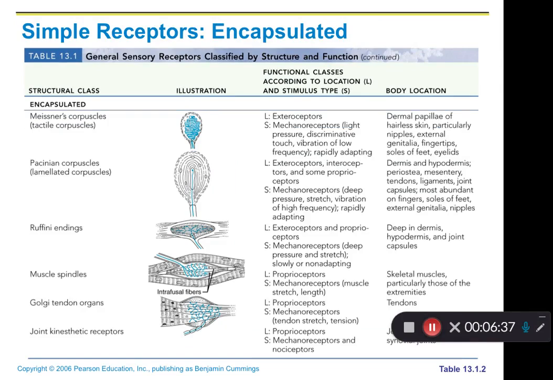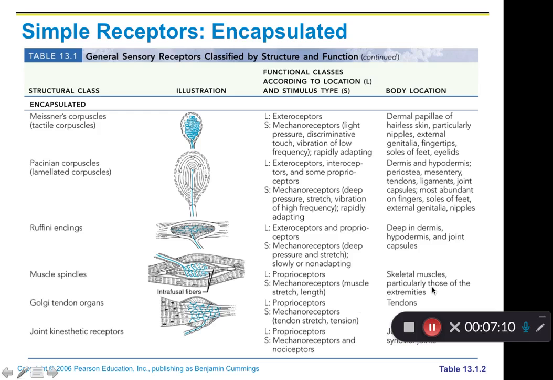The second category is encapsulated receptors. Encapsulated means the receptor is wrapped by certain tissues. The first is the Meissner corpuscle, which is the tactile corpuscle. This receptor is located in the skin, so this is the exteroceptor.